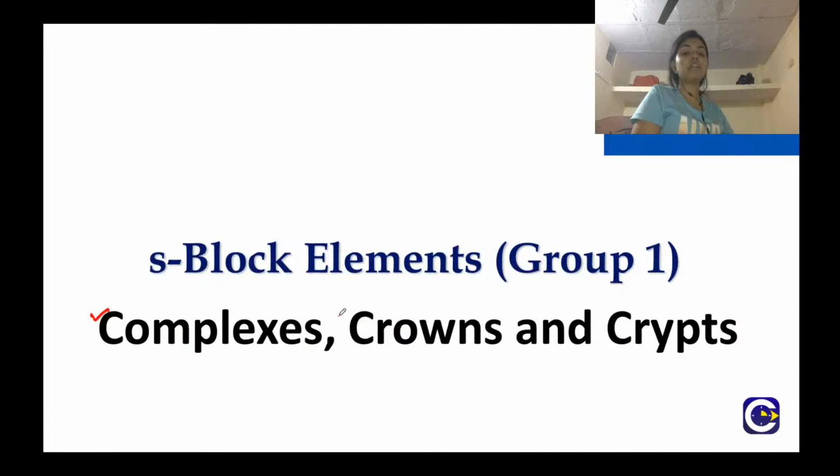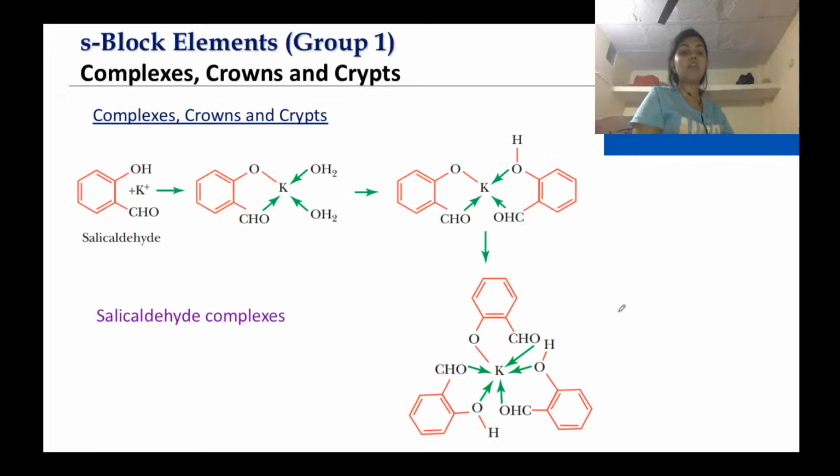Next is complexes, crowns and crypts. So here first we will learn about complexes which are made by S block elements, group 1 especially. So here we are having what? Salicylic aldehyde, right? It forms complex with potassium, somewhat like this, that lone pair of oxygen donates to this. Here also lone pair present on oxygen donate to this. Now what happens, that more salicylic aldehyde molecules, then here the coordination number becomes 4. Then again one more molecule of salicylic aldehyde coordinates with potassium, and such type of complexes are known as what? Salicylic aldehyde complexes, okay.